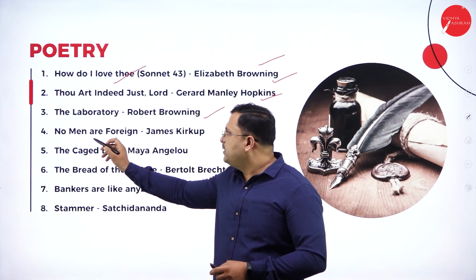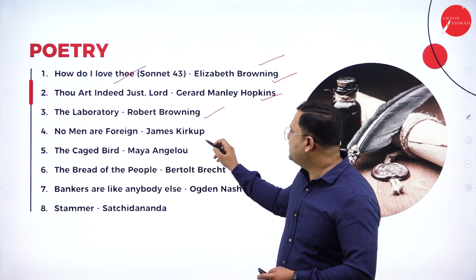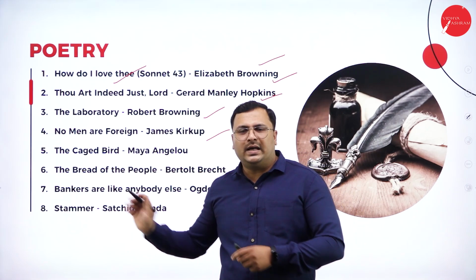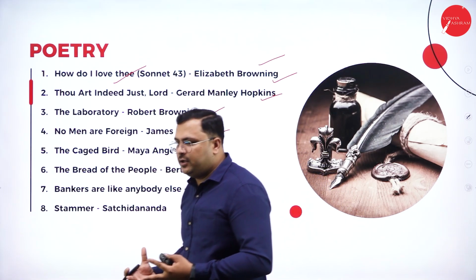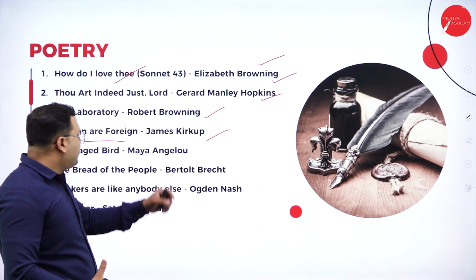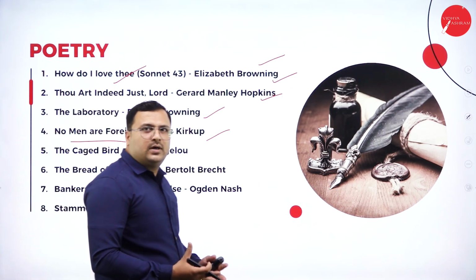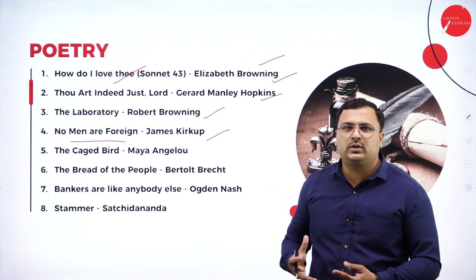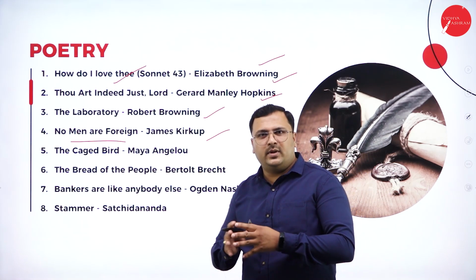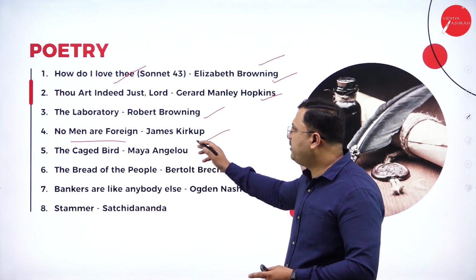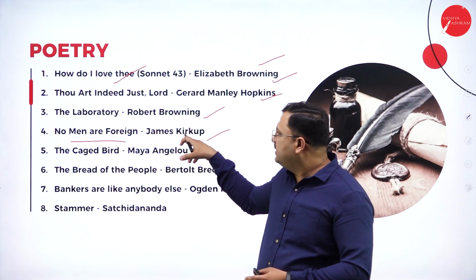Then fourth is No Men Are Foreign by James Kirkup. Here this poet is trying to explain universal brotherhood. No people are foreign here. Everybody lives on earth. All people belong to one community, that is human beings. So he is trying to explain that concept in this poem.